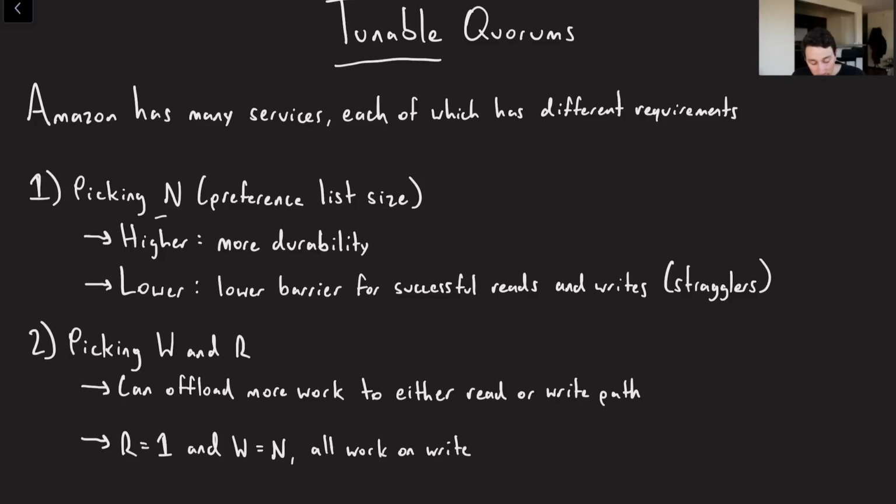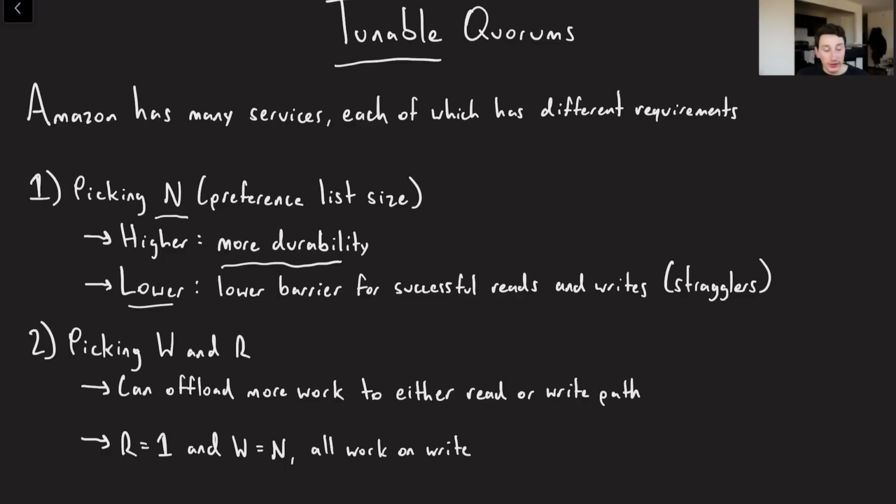So again, we have to be able to pick the size of the preference list, which is N, so how many replicas each key belongs on. Basically, if that number is super high, our key is very durable. It's very unlikely that we're going to lose it to node failures. If it's super low, now all of a sudden we have a very low barrier for successful reads and writes.